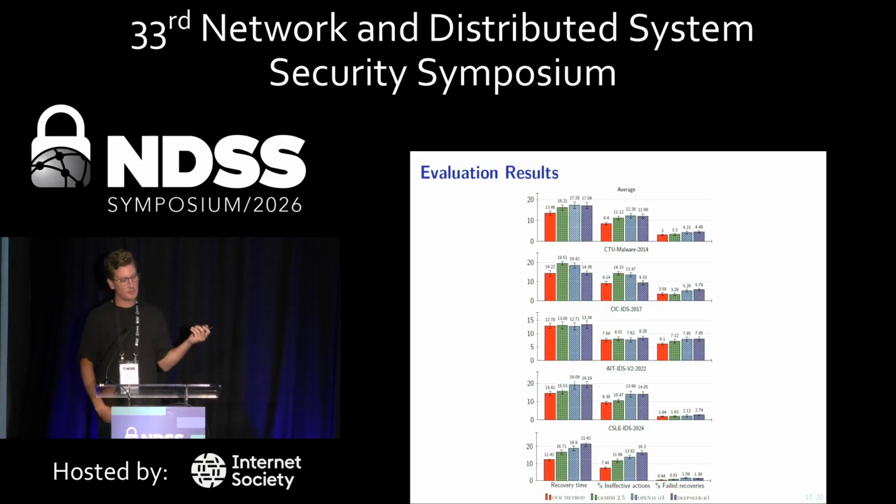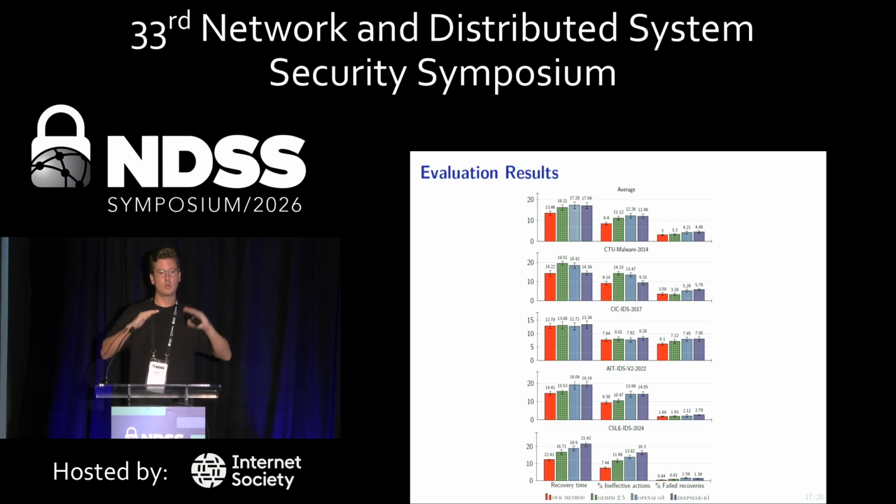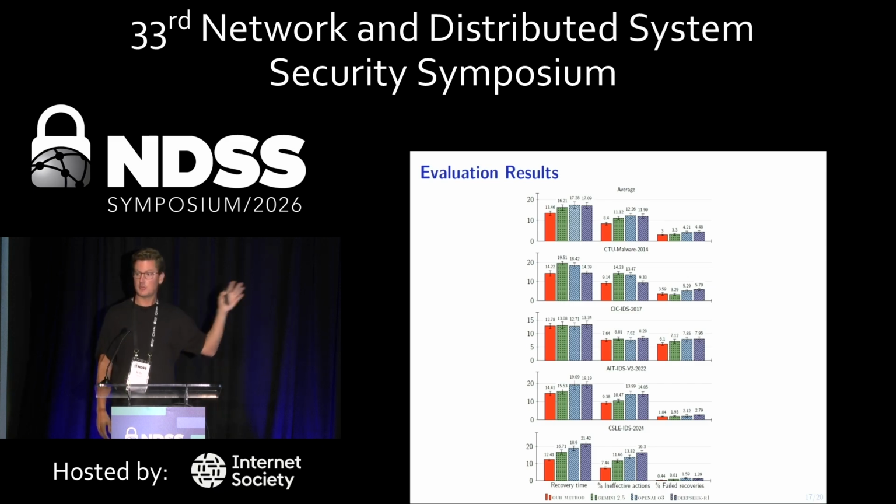And here's a summary of the evaluation results, where we look at 3 different metrics. So we have the recovery time, the percentage of ineffective actions, and the percentage of failed recoveries. And you want to keep all of these metrics as low as possible. And the performance of our method is shown in the red bars. So you see the average performance in the top row.